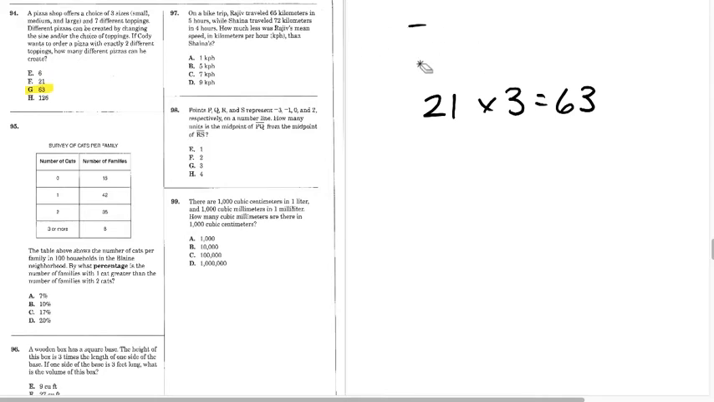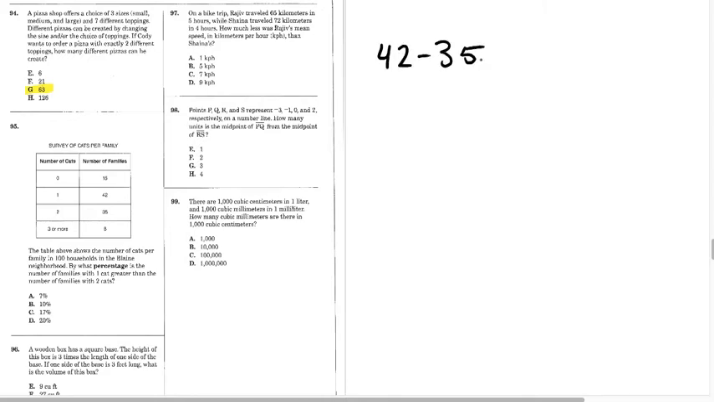Okay, 95. We're looking at a chart with some cats. There's 100 cats, and we're looking at what percentage. It's going to be different than just 42 minus 35. We have to do 42 minus 35 divided by 35 to get the percentage. That's 7 over 35, which is 20%, I believe. Yes. So that's answer D, 20%.